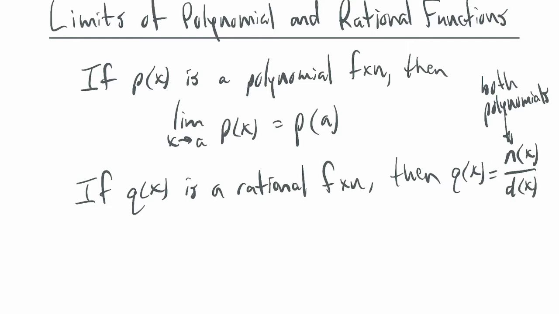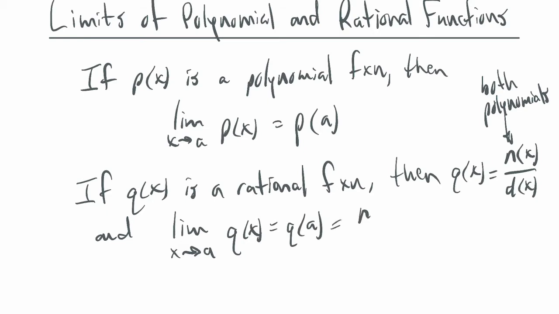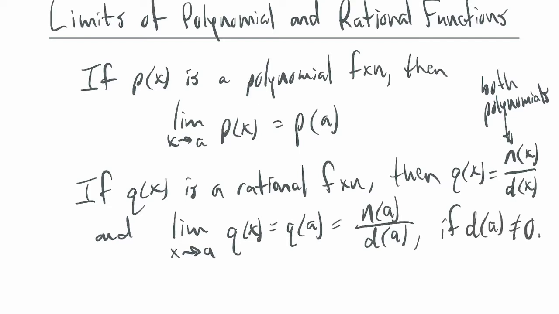Right? And the limit as x approaches a of q of x equals q of a, which of course is n of a over d of a. The numerator evaluated at a divided by the denominator evaluated at a. Of course, only if d of a is not equal to 0, because you can't divide by 0, right? So if plugging a into a rational function doesn't result in division by 0, then go ahead and do it, and you'll get the right result that way. So for polynomials and rational functions, it's always going to work that way.